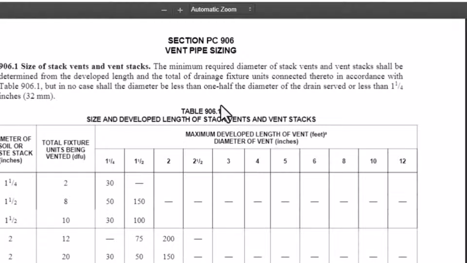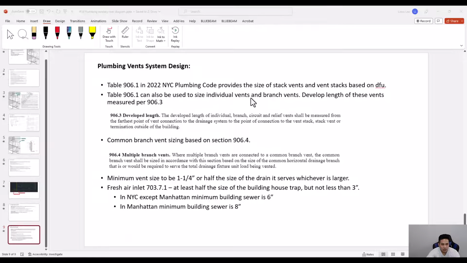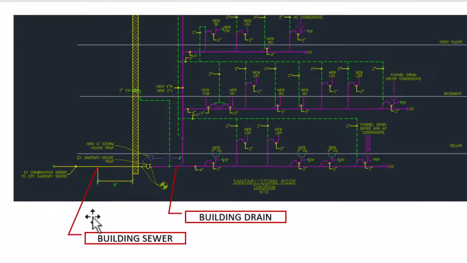So even though this table says it's size and developed length of stack vents and vent stacks, it can actually also be used to size the individual vents and branch vents. And the individual vents would be these right here that are basically serving just a single fixture.